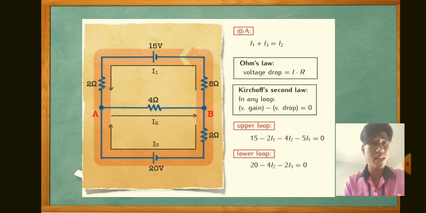Then use Ohm's law and Kirchhoff's second law. So that's why we can get the upper loop, which is 15 minus 2I1 minus 4I2 minus 5I1 is equal to 0. And then the lower loop, 20 minus 4I2 minus 2I3 is equal to 0.